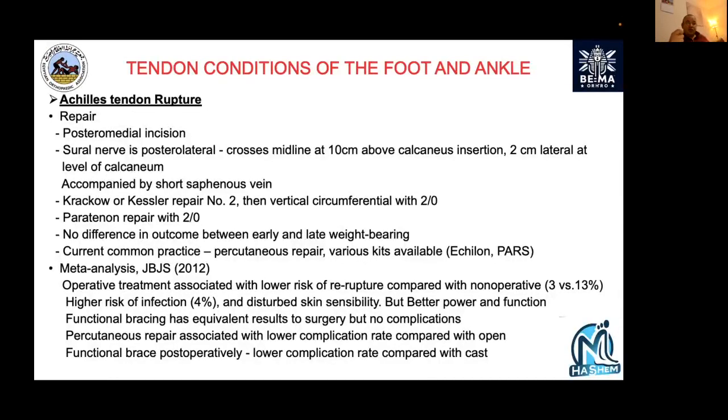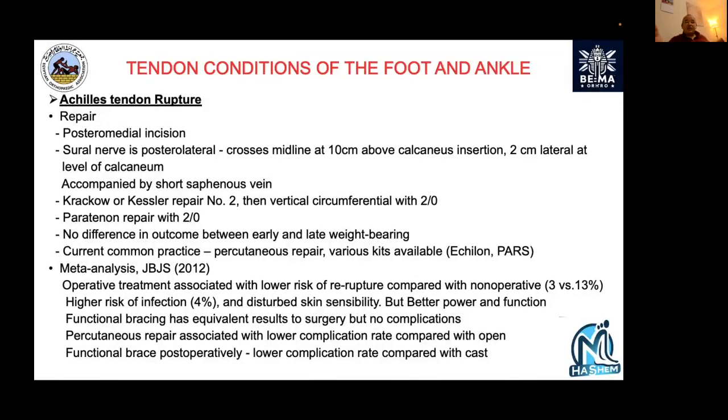So to get your repair strong, you need to increase the number of core sutures. You need to repair your paratenon. More than 4 core sutures give you 70% of the strength, and paratenon repair gives you 30% strength. You have 100% strength. Will you weight bear the patient early or late? The evidence says no difference between early and late weight bearing.